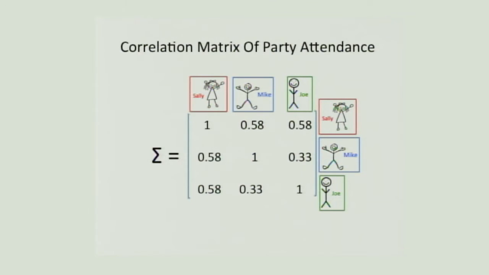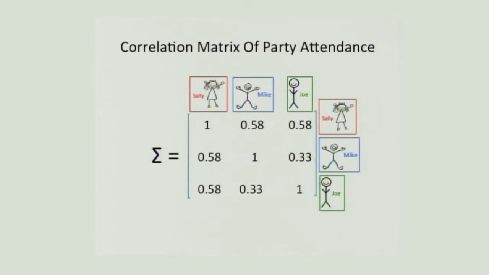So on the basis of this data, we can calculate correlations. This is a correlation matrix of party attendance. It's a 3 by 3 matrix. We see that on the diagonal, the values are 1, because Sally's party attendance is perfectly correlated with Sally's party attendance, and so on. Mike and Sally have a correlation of 0.58. Joe and Sally have a correlation of 0.58, and Mike and Joe have a correlation of 0.33.